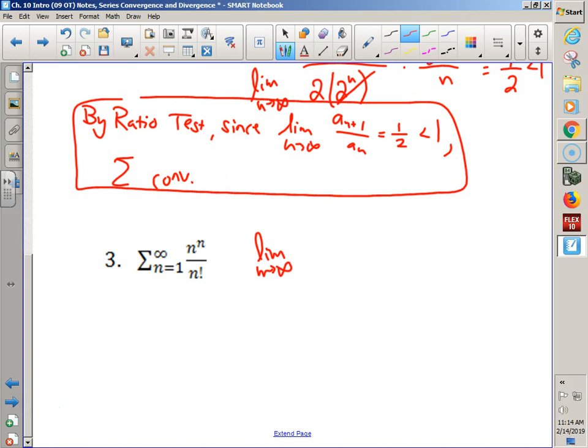Remember, n factorial is 1 through n, because it's counting by ones, 1, then 2, then 3. N plus 1 factorial is 1 through n and n plus 1. So the 1 through n's reduce.